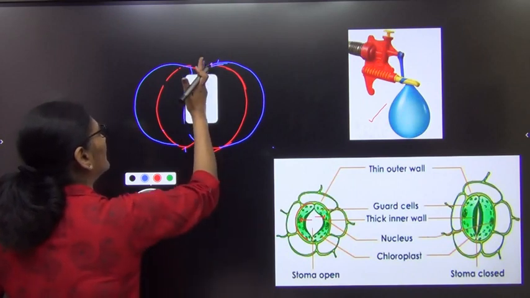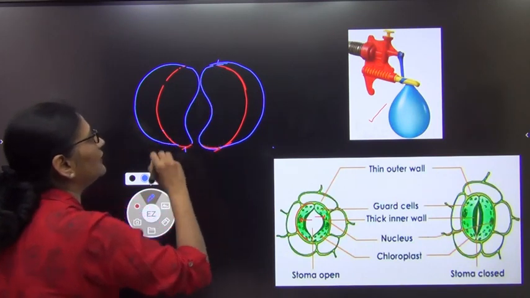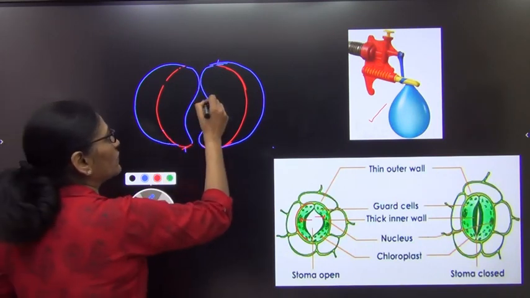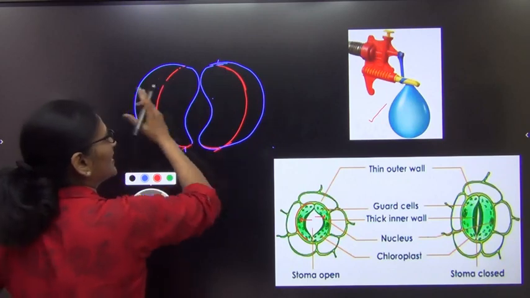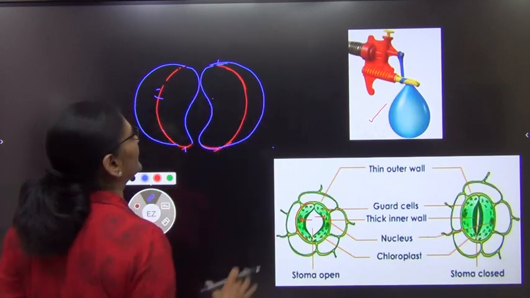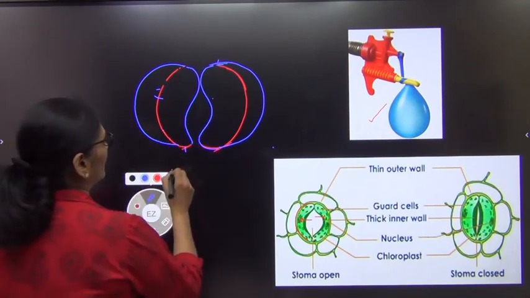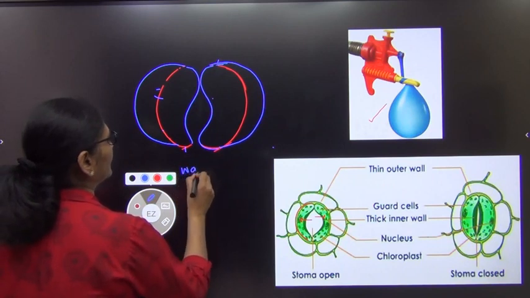As soon as it moves like this, what will happen? The stomata will open. What happened? This wall moved, this wall stretched this side. As a result, this pulled this wall as well. As a result, the inner wall went inside and the stomata opened. So when did the stomata open? The stomata opened when water went inside.